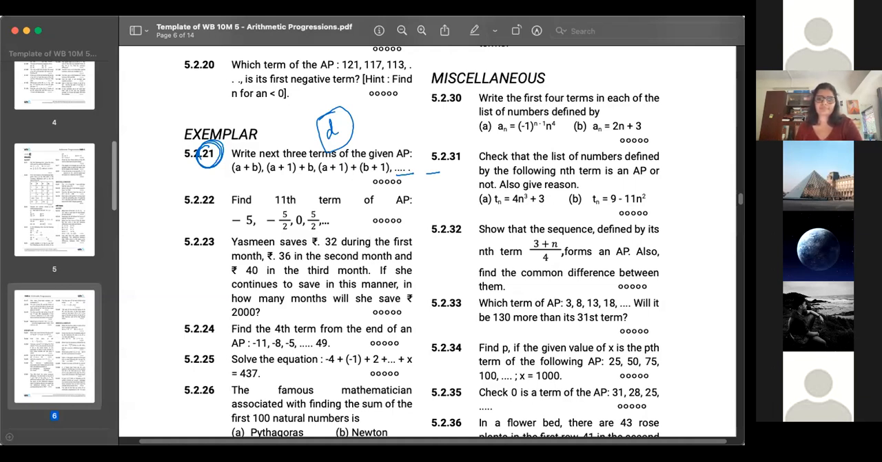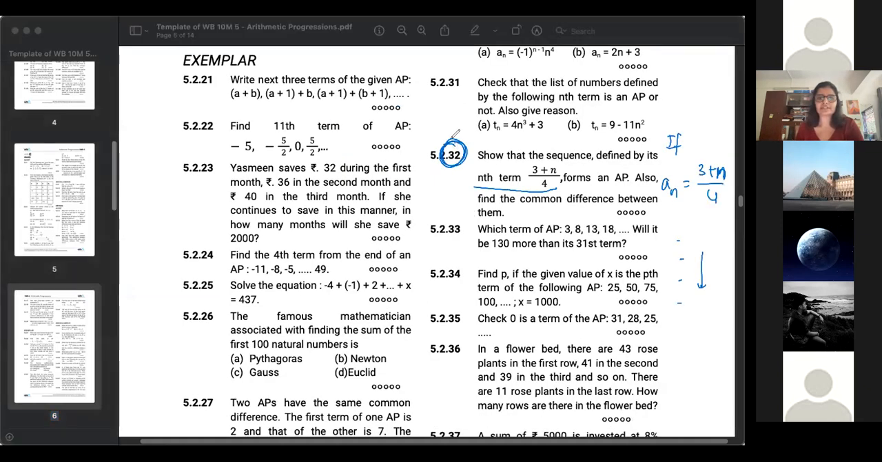Ma'am, can you repeat the question number? 32. I've circled it, you can see it here. Question number 32. So yeah, show that the sequence defined by nth term. You're given that an, which is the nth term, is defined by 3 plus n by 4. So basically, if every term follows this pattern, then is that series in AP? That's what you need to prove. And once you do that, find the common difference.